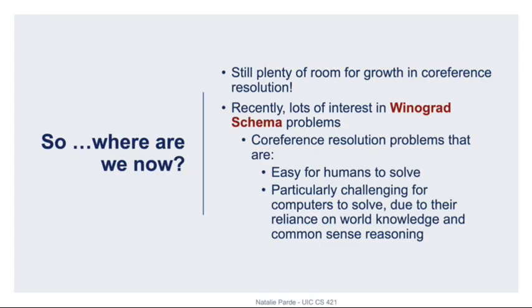As we've seen so far in this module, we've come up with a lot of pretty high-performing coreference resolution approaches to date. However, there's still plenty of room for growth, especially with some particularly interesting problems that happen to be easy for humans to solve, but very difficult for computers to do the same. These problems are known as Winograd schema problems, and solving them relies not only on the syntactic structure or semantic structure of the sentence, but on external knowledge and common sense reasoning. There has recently been a lot of interest in the NLP community in developing coreference resolution models that are able to effectively solve Winograd schema problems.